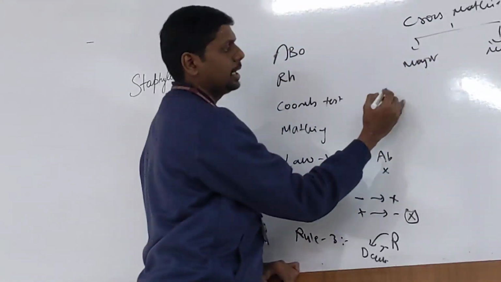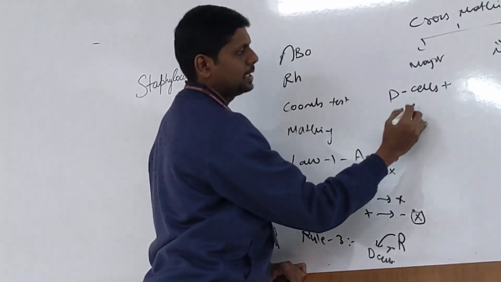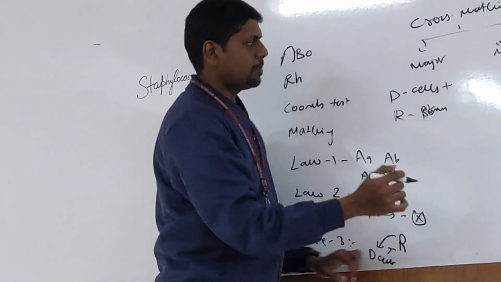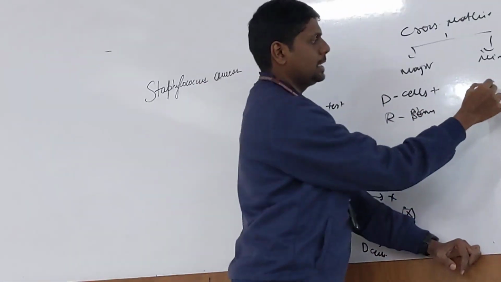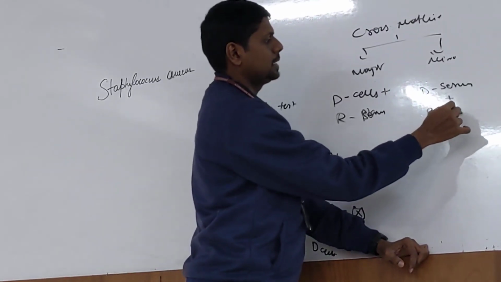In major, what are we taking? Donor cells plus recipient serum. Whereas in minor, donor serum plus recipient cells.